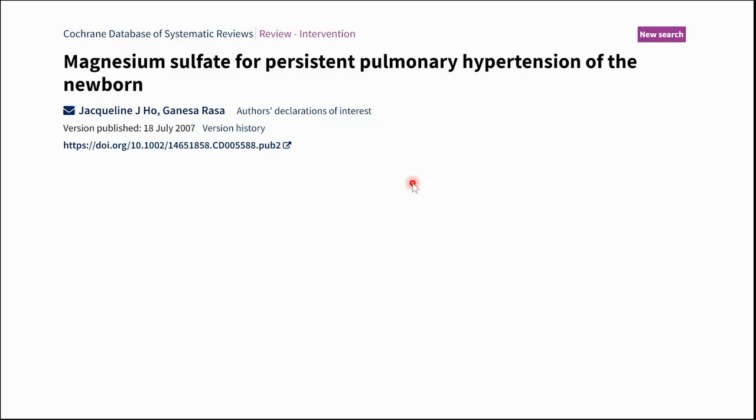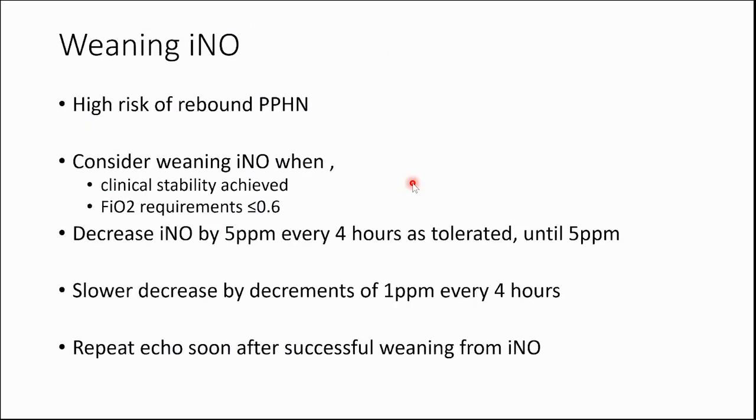The systemic release, what they say is there is no data for us to recommend magnesium sulfate. What they advise us is that it is probably not safe, right? So okay, let's assume we are weaning now. We have done the basic stabilization. We have done a wonderful job in lung recruitment, and we have maintained blood pressures really well.